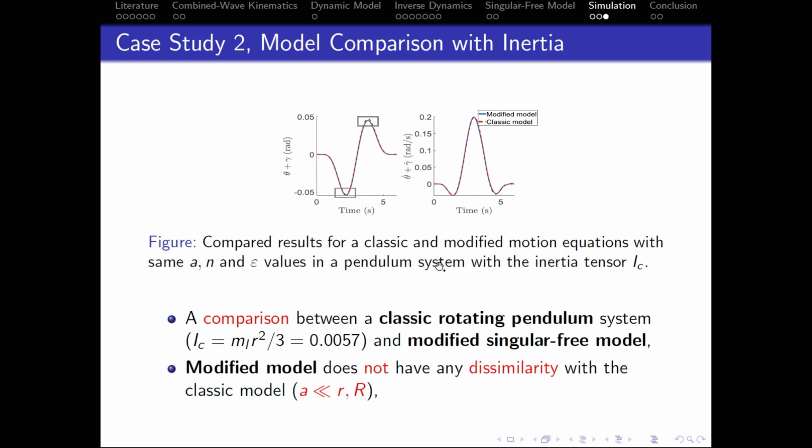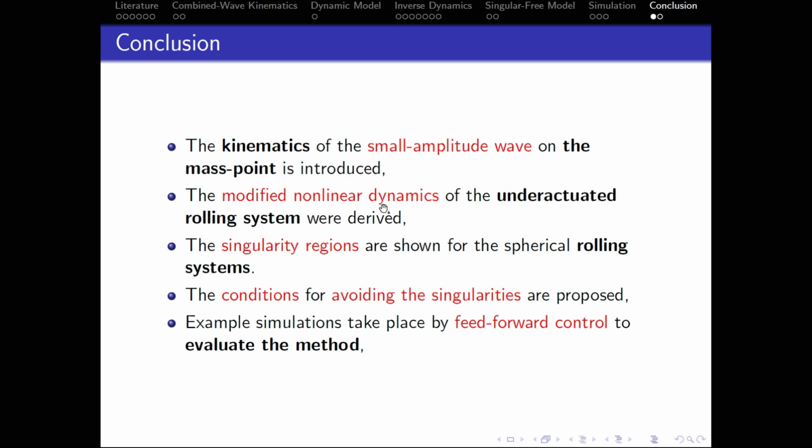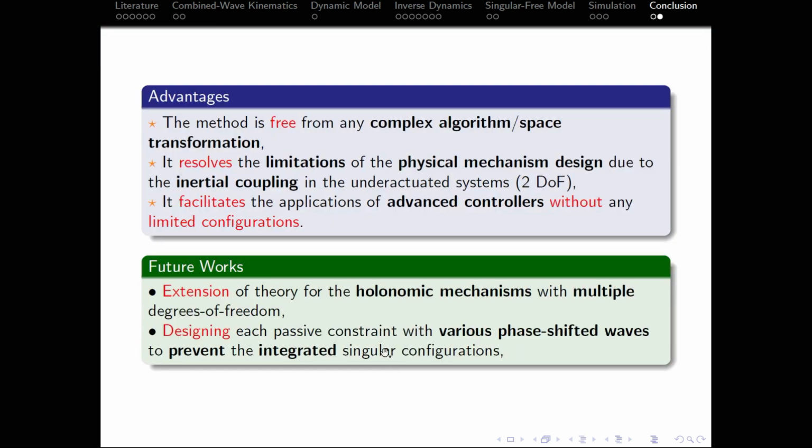In conclusion, we propose a small amplitude wave on the mass point, and then we applied it to nonlinear dynamics by using Lagrangian equations. We find the singularity regions in the classical rolling systems, and then we avoid the singularities in different examples by using our proposed conditions, and we verify it in simulation space.